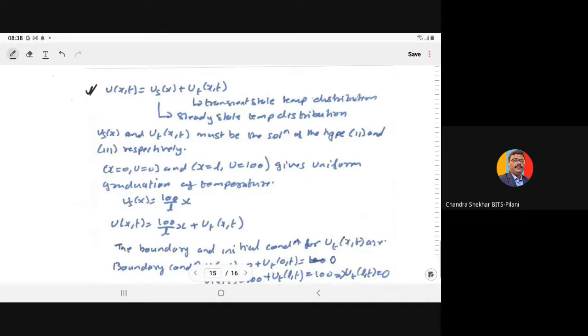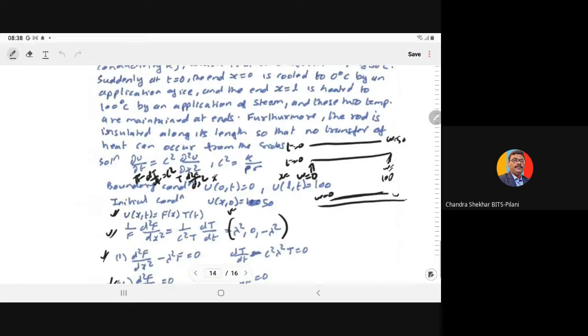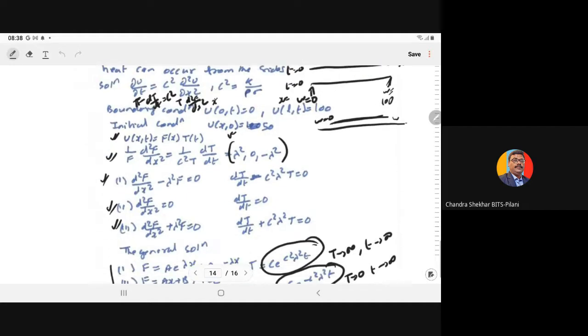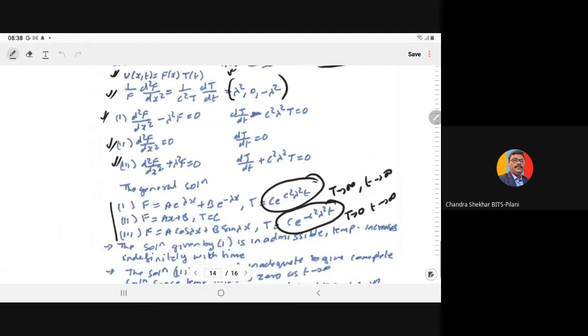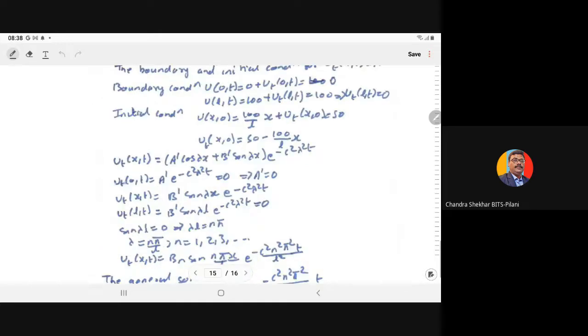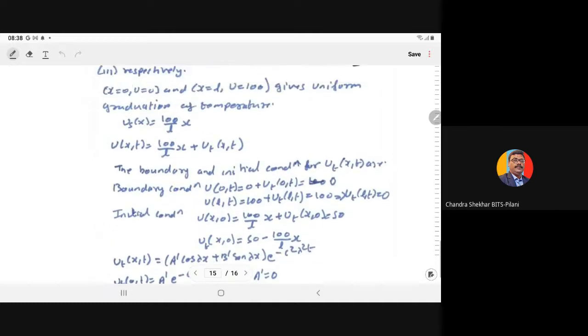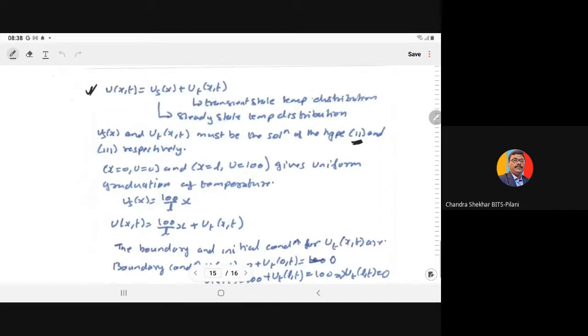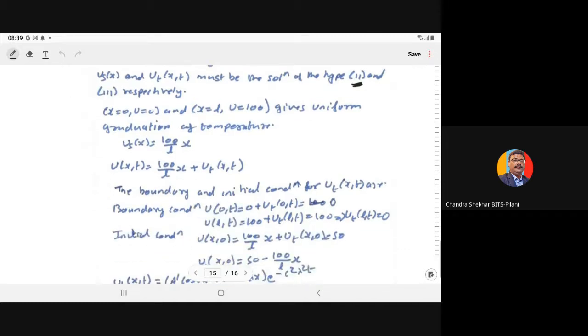So us and ut must be solutions of the type, right, second. At the second we have seen that the solution is t is equal to c, a constant. So you know that after some time the rod will reach a constant temperature. That is why we are considering that us is governed by the second solution and ut is governed by the third solution.